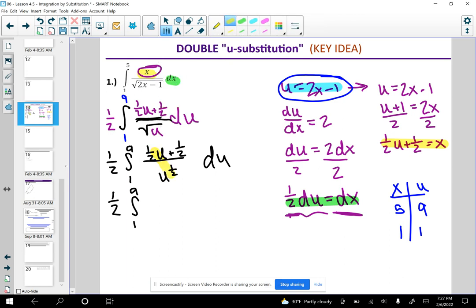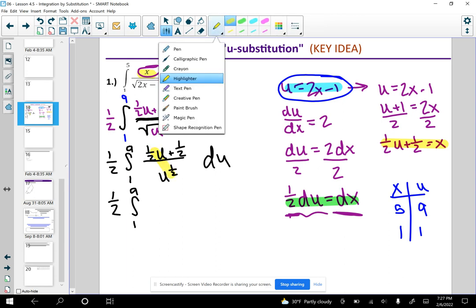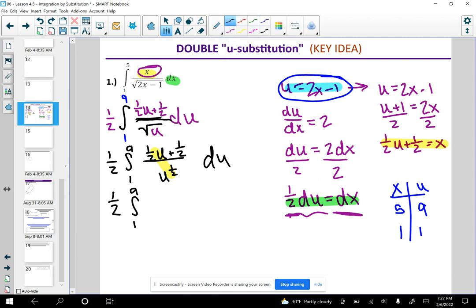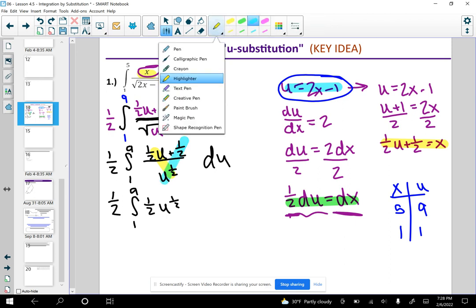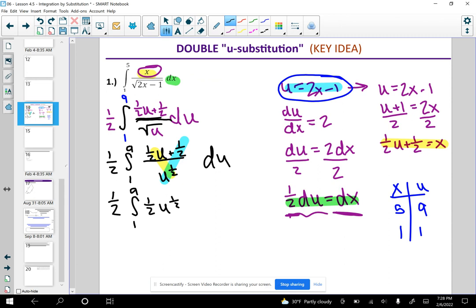So I have 1/2 u over u to the 1/2. Subtract the powers there. That would give me 1/2 u to the 1 minus 1/2, which is positive 1/2. And then I have this fraction here, 1/2 divided by u to the 1/2. So that would be 1/2 u to the negative 1/2 du.